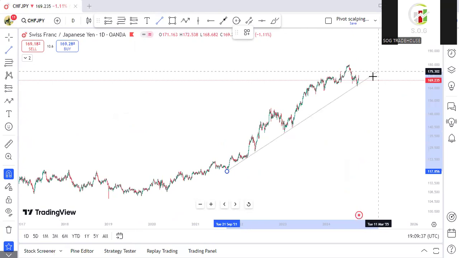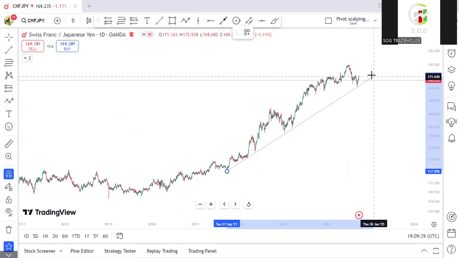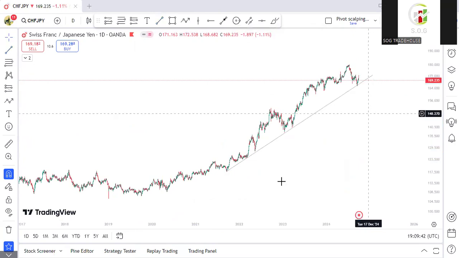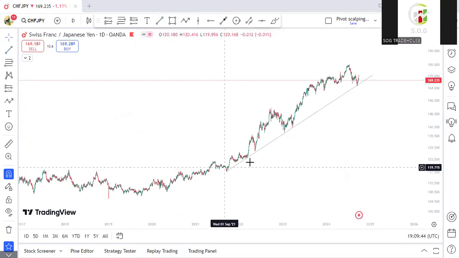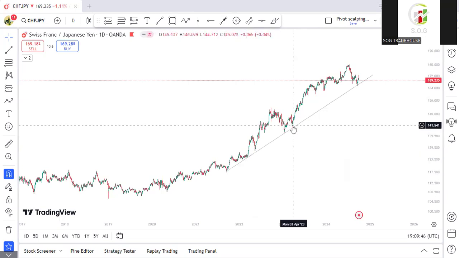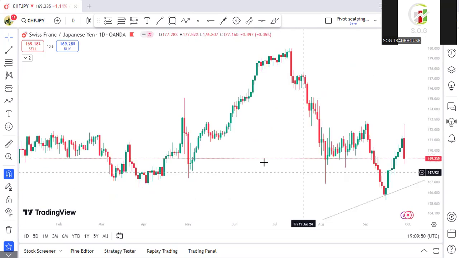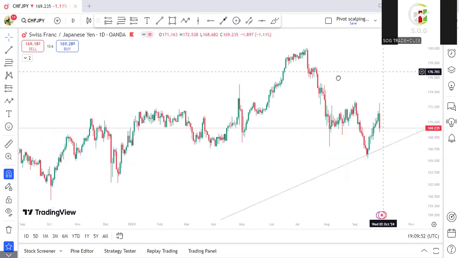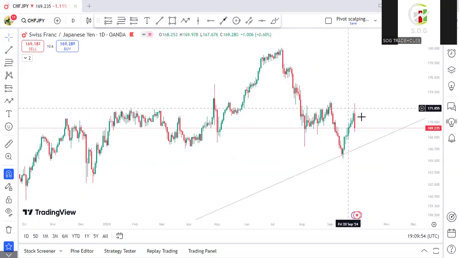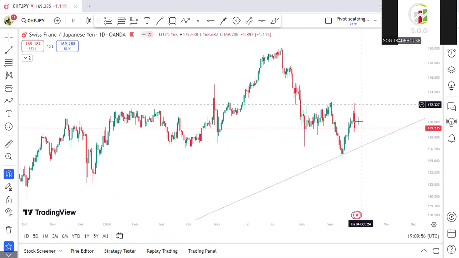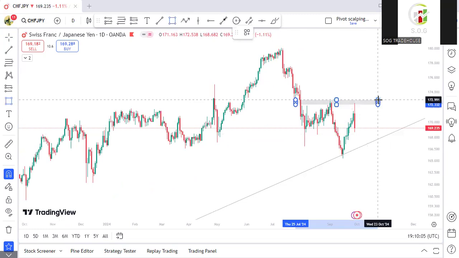All right. So we have the first touch here, second touch, third touch, and the fourth touch of this daily trend line. But currently, you can see that CHFJPY is showing some bearish momentum to the downside. So let's see what's happening. There's some sort of resistance over here.